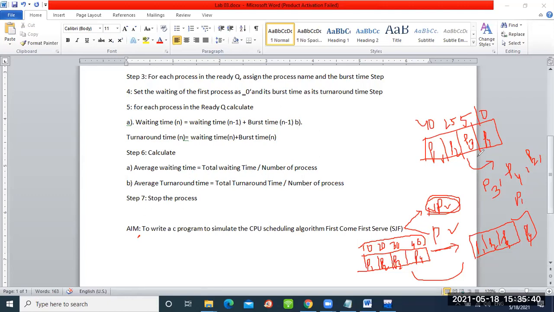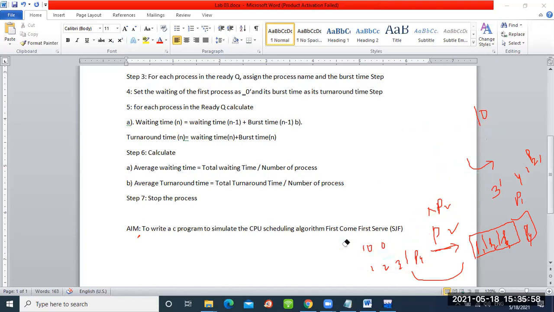So how are we assigning these processes to the CPU? These processes are assigned to the CPU based on their burst time, and the concept is very simple. The process which is having less CPU burst should be assigned first. Clear? Is it clear?